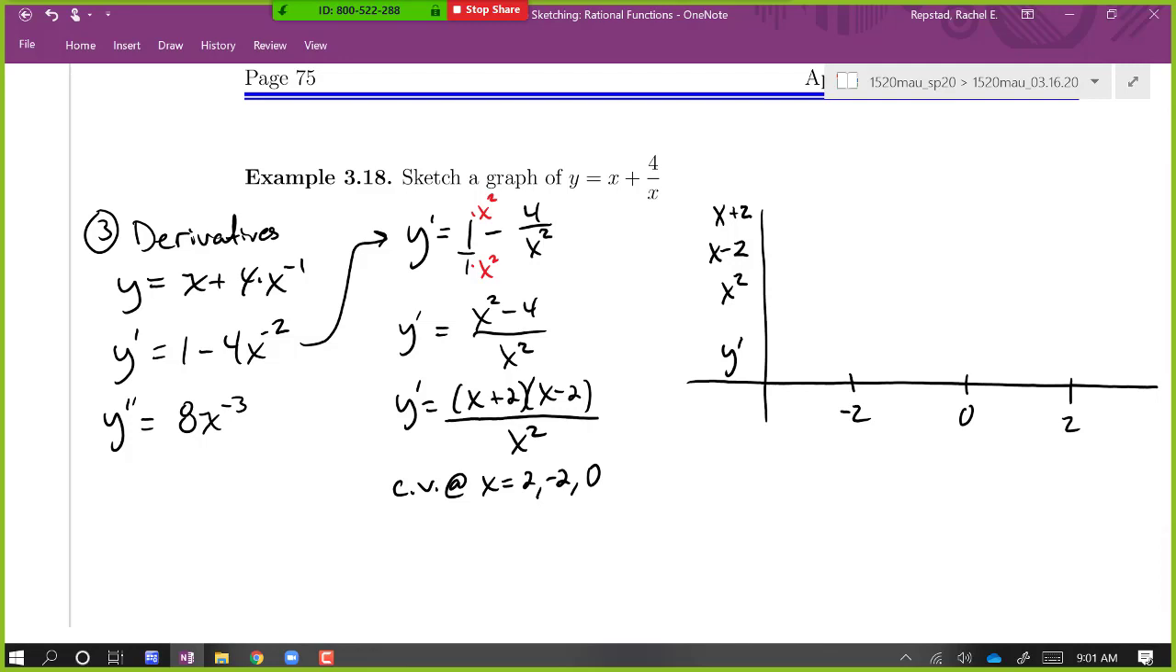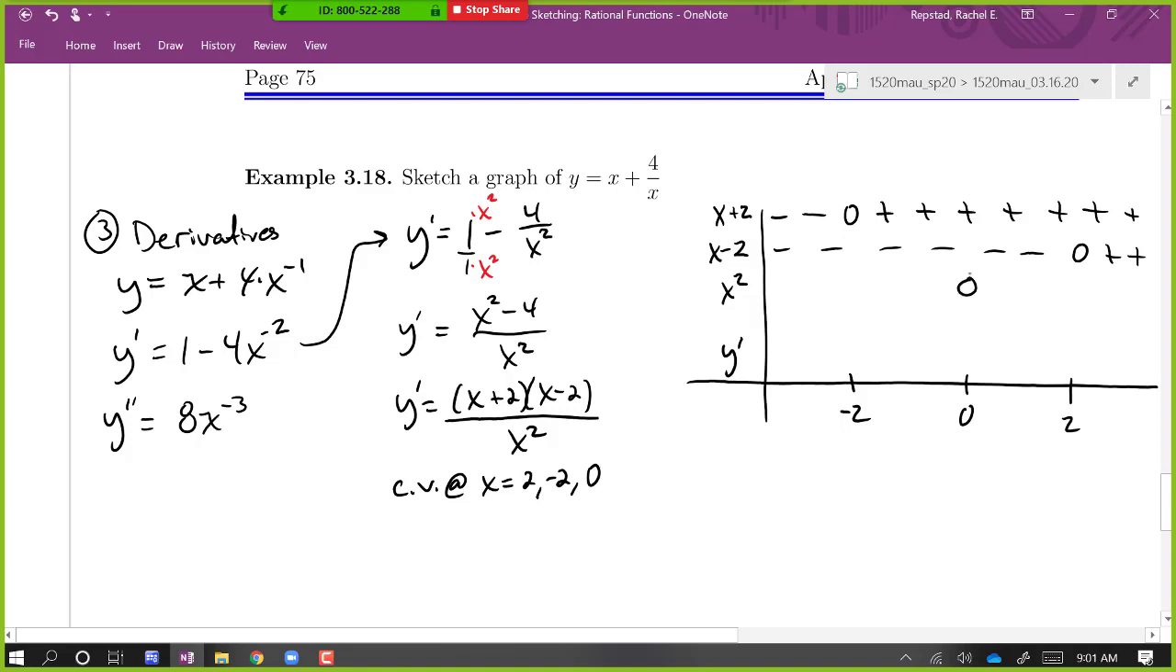These rows are pretty simple to fill in. X plus 2 is 0 at negative 2. It's negative to the left. It's positive to the right. X minus 2 is 0 at 2. It's negative to the left. It's positive to the right. X squared is always positive except at 0 where it is 0.